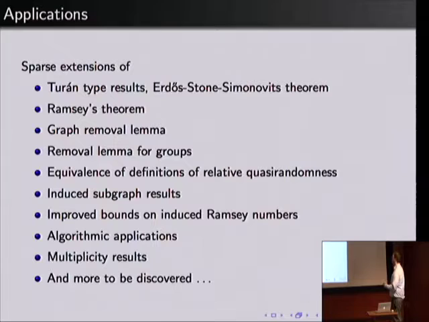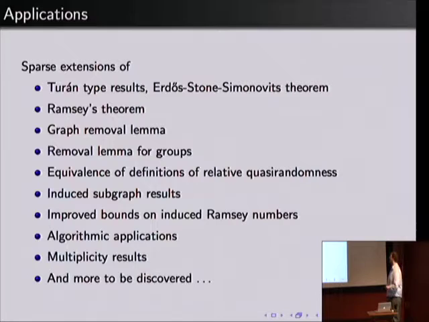And you can prove also induced subgraph results, such as improved bounds for induced Ramsey numbers. You can also get algorithmic applications. So there's many algorithmic applications of Szemerédi's regularity lemma and its variants. And they have these additive error terms, which are too big if you're looking for sparse graphs. So they just make the problem trivial. But in here, you get small error terms. And there's many multiplicity results, such as Sidorenko's conjecture, which transfer to the sparse world. And I think there should be more applications now that we have some sparse counting.